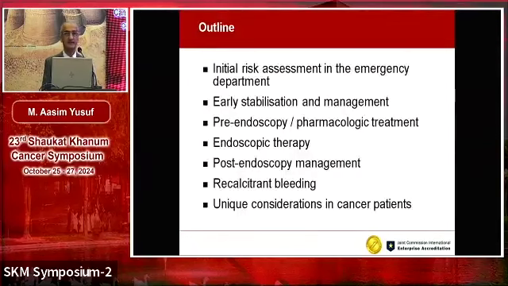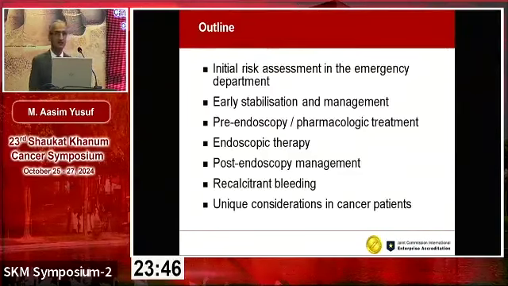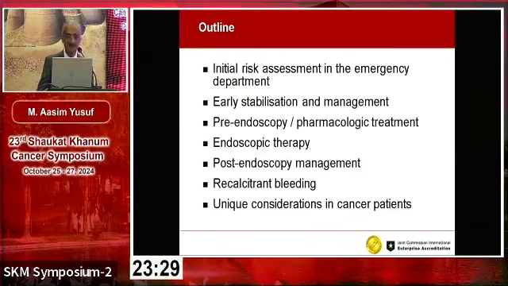The outline is that we're going to talk about the initial risk assessment of patients with upper GI bleed in the emergency department, early stabilization and management, pre-endoscopic and pharmacologic treatment prior to endoscopy, then endoscopic treatments, post-endoscopy management, what to do with patients who rebleed after initial control or in whom control is not possible, and finally, unique considerations in cancer patients presenting with an upper GI bleed.